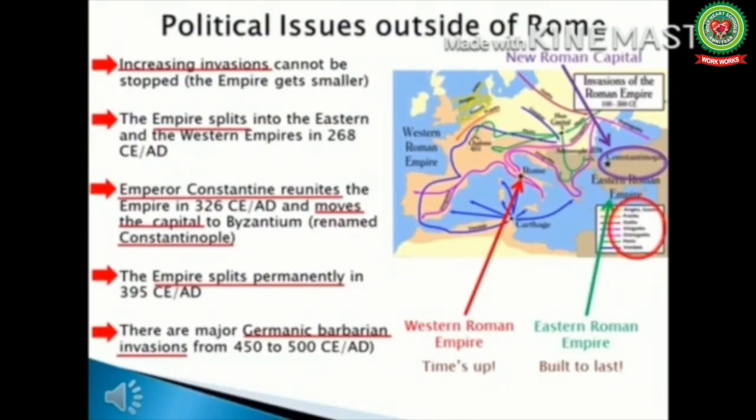Political issues outside Rome. Number 1, increasing invasions. Invasions means attacks. The increasing attacks could not be stopped. The empire was getting smaller.